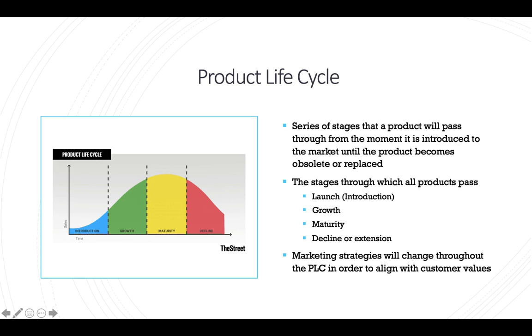Okay, so the product life cycle. It is a series of stages that a product will pass through from the moment it is introduced to the market until the product becomes obsolete or replaced. You can see in this little graph here, you've got introduction, growth, maturity, and then decline. Often, once a product hits maturity and sales start to decline, a business often does look at ways to extend the product's life.